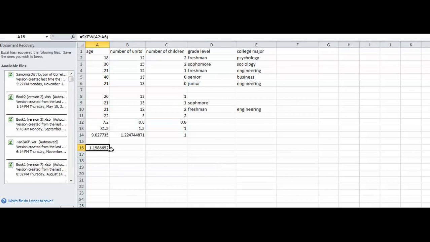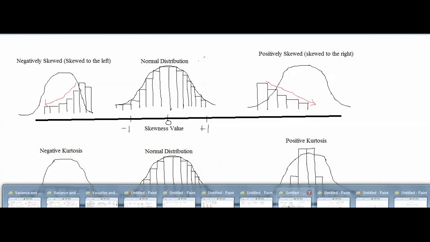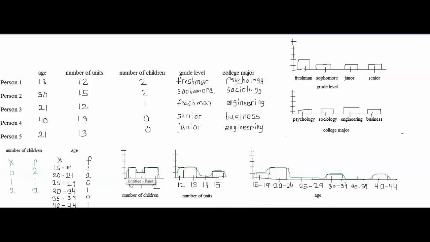We can also find the skewness value for number of units. It's also a positive number, which means that the number of units column has a positive skewness. Let's look back to see what the data looks like. I said that number of units looks like it has a positive skewness because it trails off toward the right end.